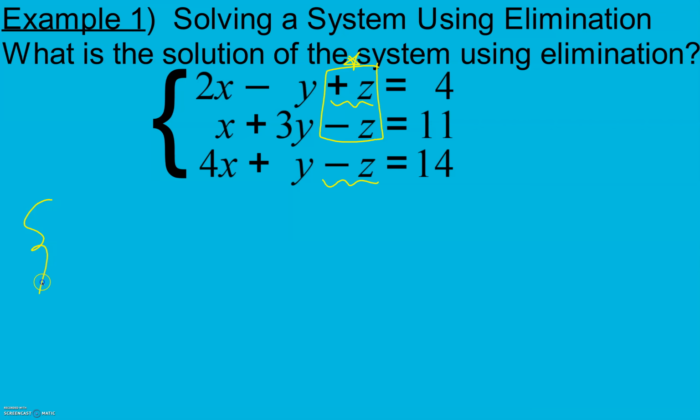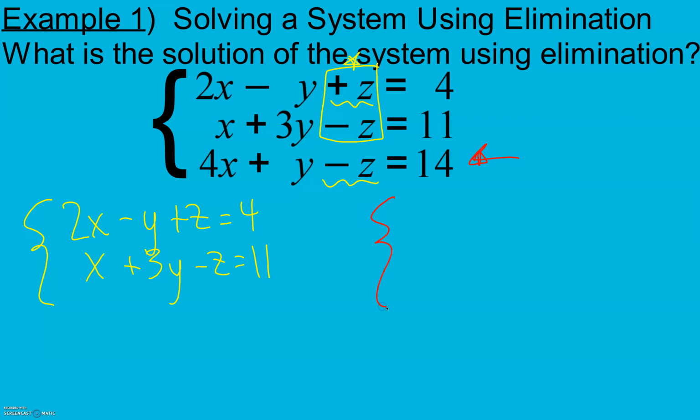So I'm going to have 2x minus y plus z equals 4, and I'm going to break these into pairs to eliminate one of my variables. x plus 3y minus z equals 11. Again, I'm going to do the same thing with my second set. I have to use my third equation now because I haven't used that one yet. We have to use every equation at least once. And we can choose which equation to use twice. I'm going to use the top equation twice because that gives me opposites in z's.